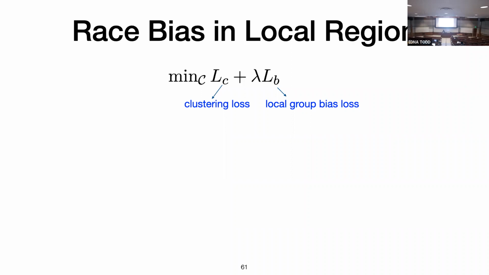Now we propose a clustering method that solves an objective function consisting of two parts. One is the original clustering loss, which tries to group examples that are similar to each other into one group. And the second part is related to the fairness metric: within this group, the performance gap should be larger so that we can detect the bias.